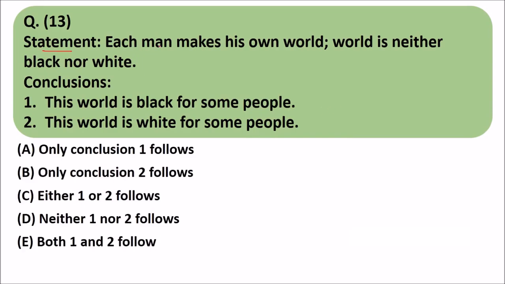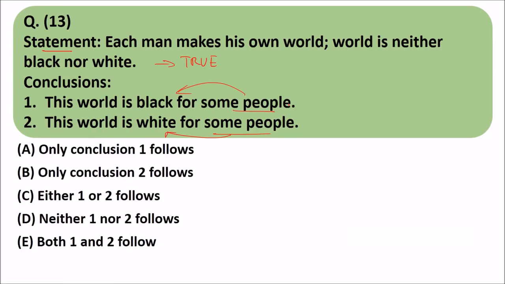Here the statement is each man makes his own world. World is neither black nor white, okay? So this has to be true, that the world has no color, world is neither black nor white, okay? And every man can make his own world. So as per conclusion, this world is black for some people. Yes, that means some people can make their own world black, or consider their world as black, okay? And this world is white for some people. That means some people might consider the world as white, right? So everything is possible because every man can make his own world.